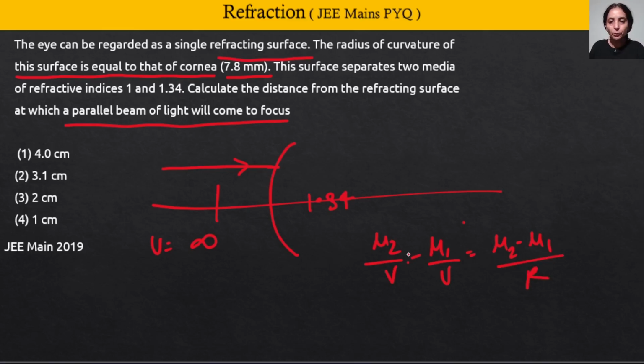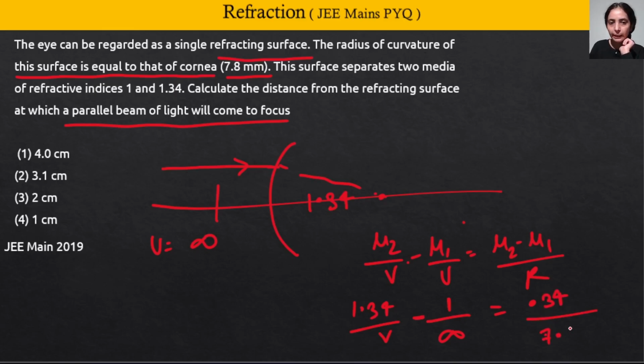Let us put it in. Mu2 we know, 1.34 by v we don't know. That is what we have to calculate, where this light will get focused basically. So from here, look, light can focus anywhere inside, really or virtually, that we will see here. 1.34 by v minus mu1 is how much? This is 1. u is how much? Infinity. Anyway, it will become 0. Mu2 minus mu1, 1.34 minus 1, divided by the radius. This is your 7.8, right?